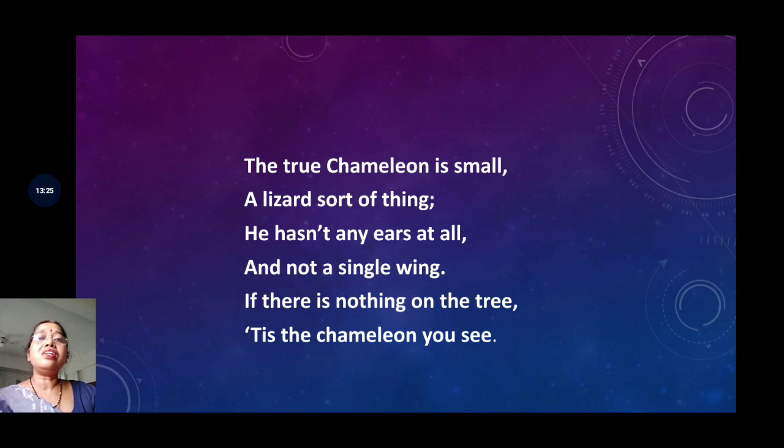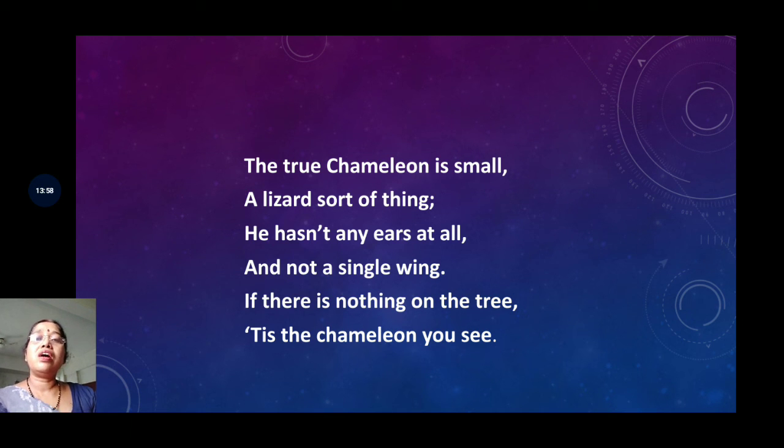He hasn't any ears at all and not a single wing. If there is nothing on the tree, it is the chameleon you see. Now the poet is saying that if you find a tree or many plants and trees and there is no animal there, nothing on the branches of the trees, be very sure that the chameleon is there. And the unique quality that distinguishes a chameleon from a lizard is the quality of changing its skin.